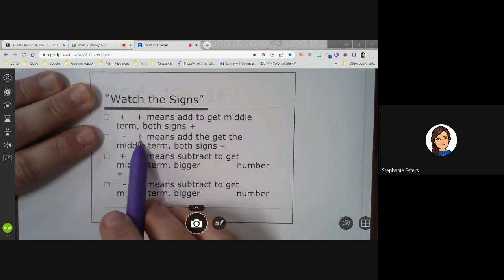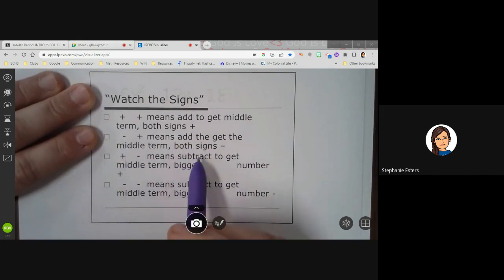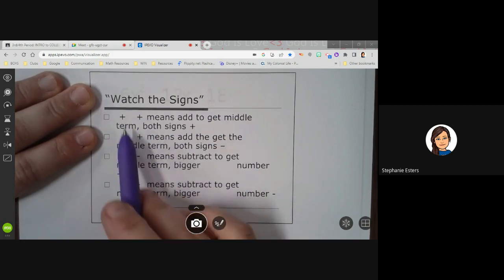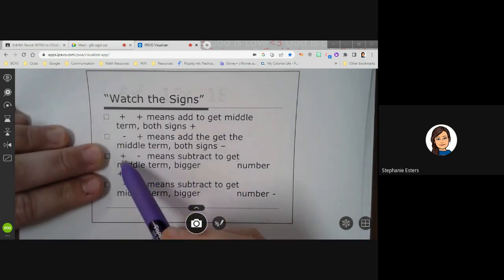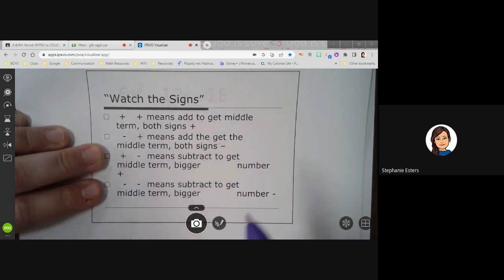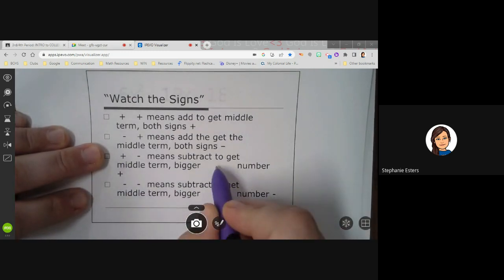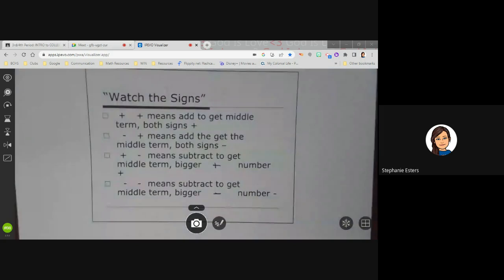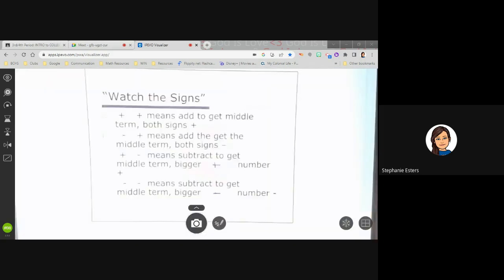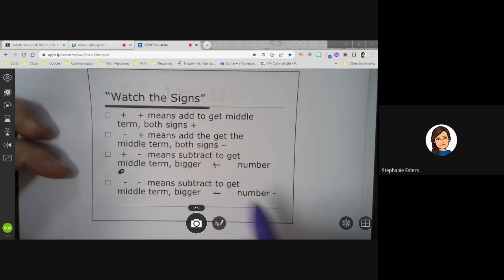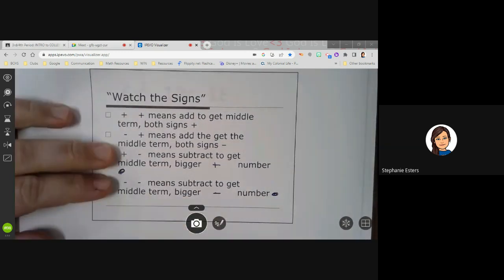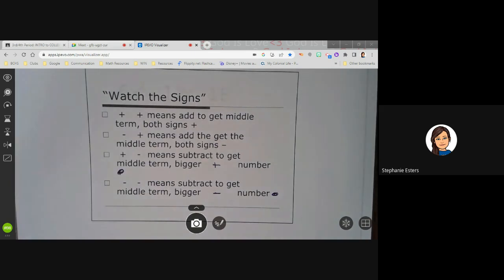Whereas if I have negative positive, we're going to add to get the middle term, and both signs will be negative. So anytime we add, both parentheses will have whatever the first sign is. But if we're going to subtract to get that middle term, the first sign tells me, oh, I see what happened now. That's supposed to go there. That's supposed to go there. Again, when I subtract, the sign in the parentheses will be whatever the sign of the bigger number is.